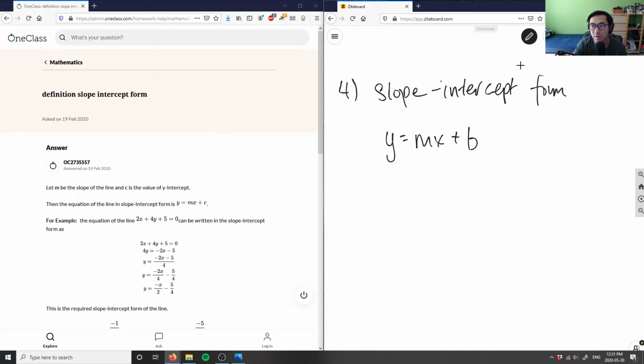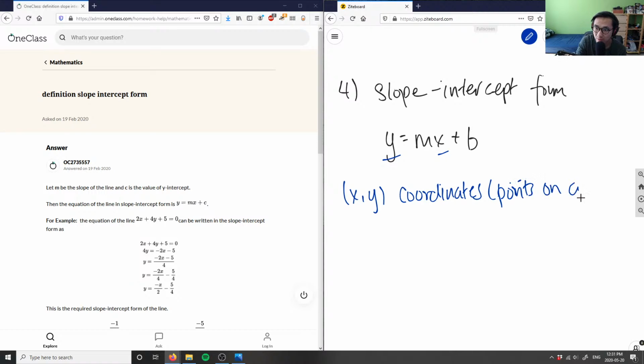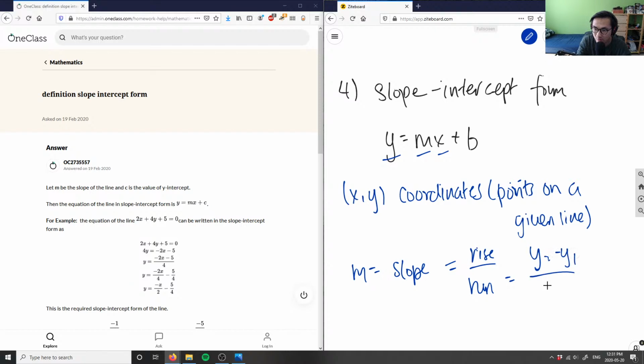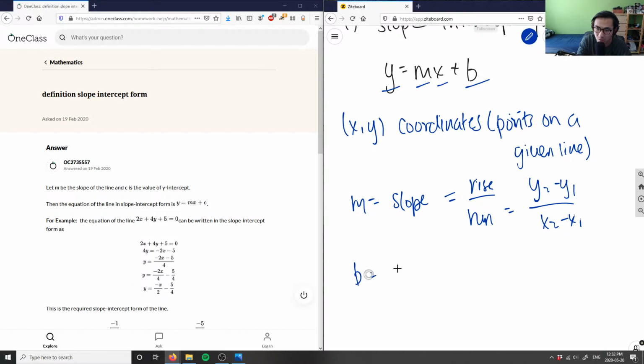Within this, we have y, so we have x and y points. These are x and y coordinates, or you can say points on a given line. Here we have m, which equals our slope. We can calculate that using rise over run, or given 2 points, y2 minus y1 over x2 minus x1. And then we have b, which is our y-intercept.